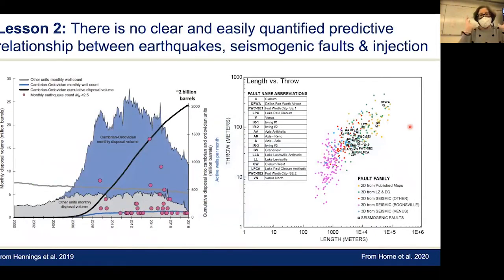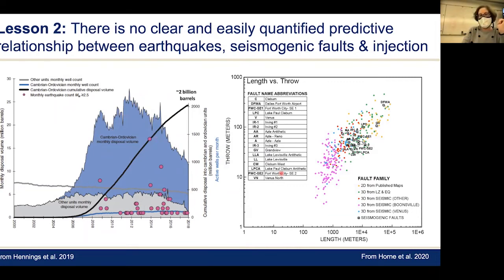All right, so our lesson 2 is, unfortunately, we have also not found a clear and easily quantified predictive relationship between the earthquakes, the faults that do have earthquakes, and the injection wells. So these figures come from 2 papers out of UT. One is from Peter Hennings. This is just showing in blue the disposal information I'm talking about. So this is the disposal into the Ellenberger. There are actually other units that they dispose into. Again, it peaked in 2012. Seismicity kind of peaked in that 2015 time period.